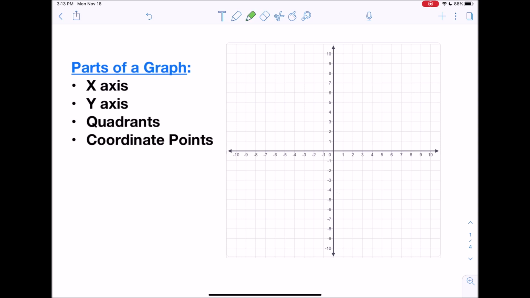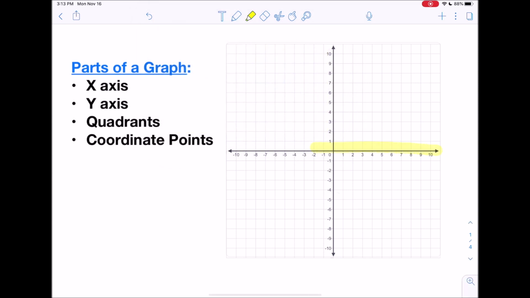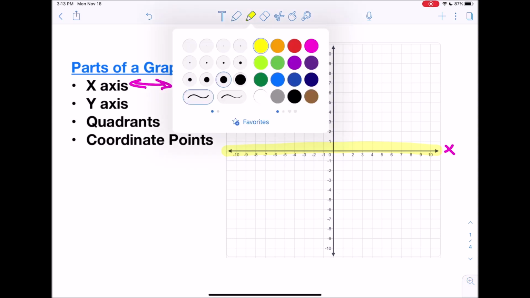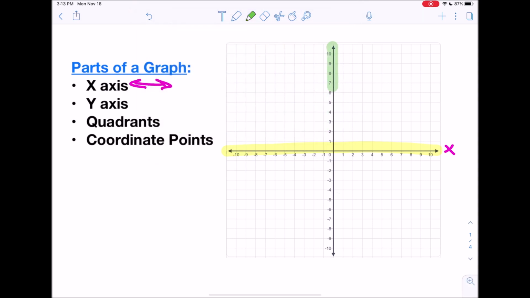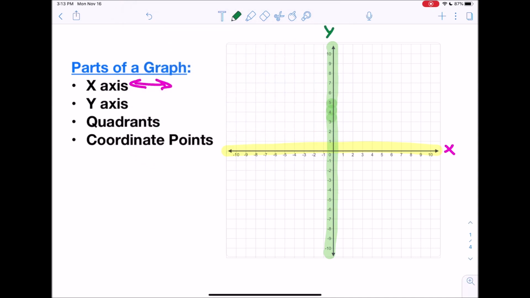So first of all, we have the x-axis, which is the line that goes from side to side. Okay, that's my x. It goes side to side, left to right. The other axis going up and down is my y. So this is my y-axis. So it goes up and down.